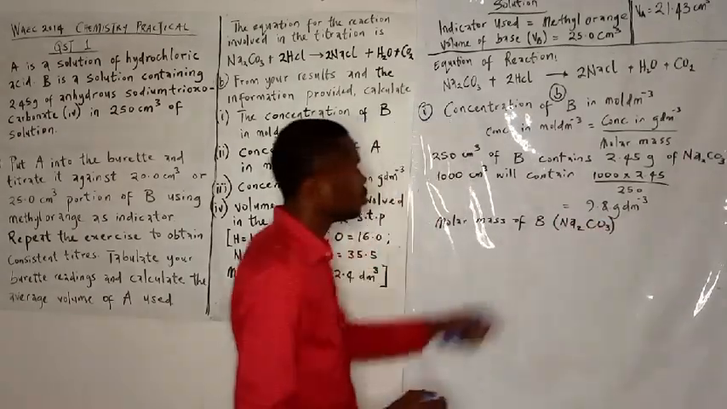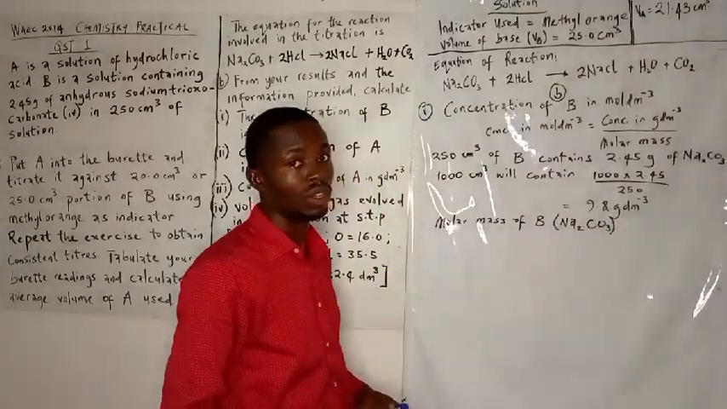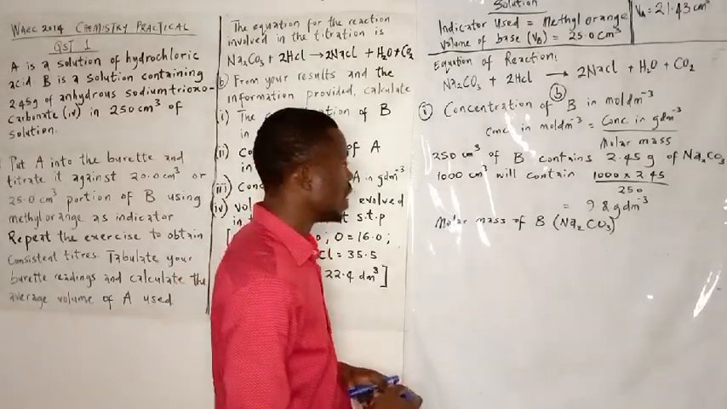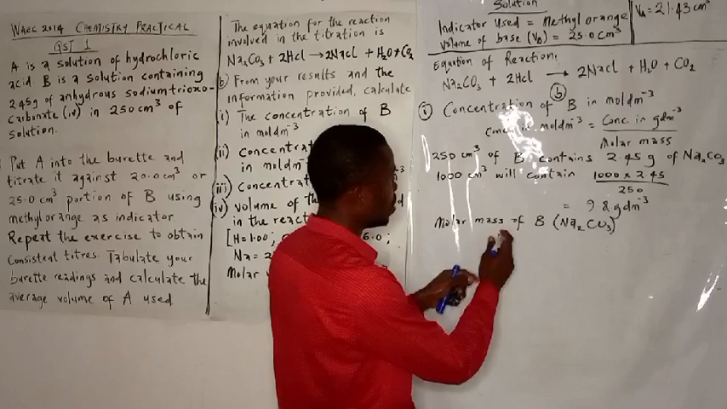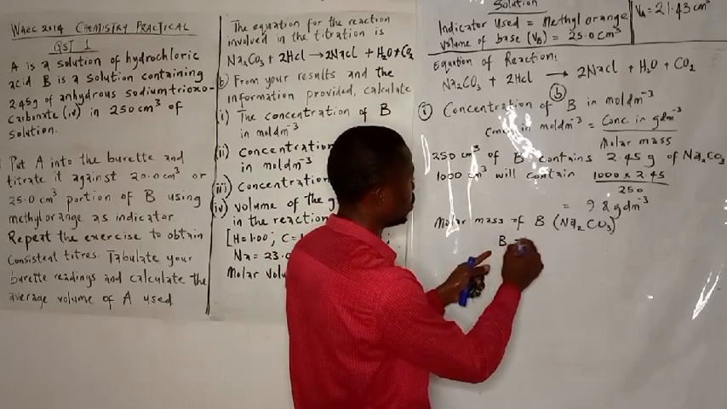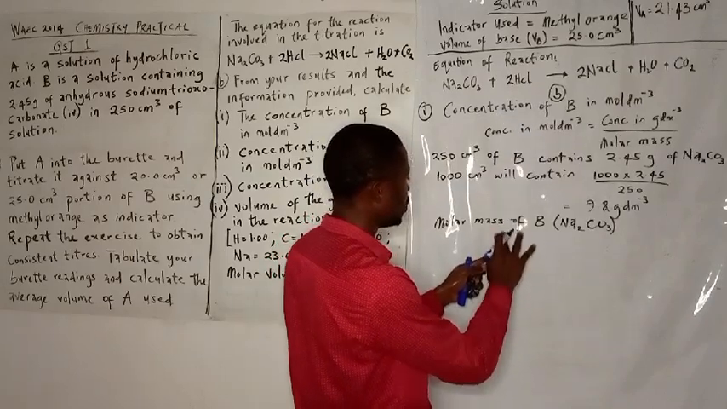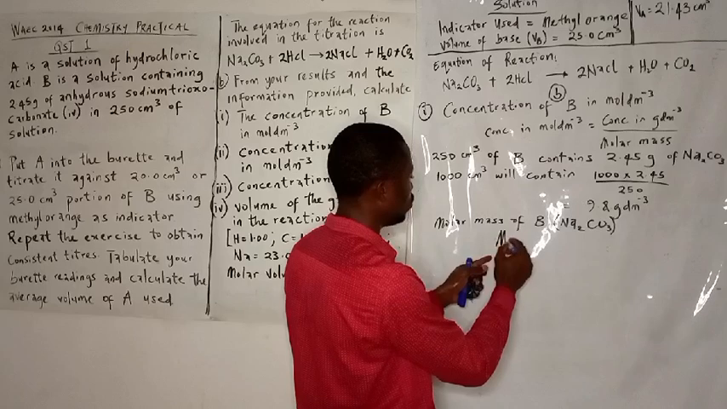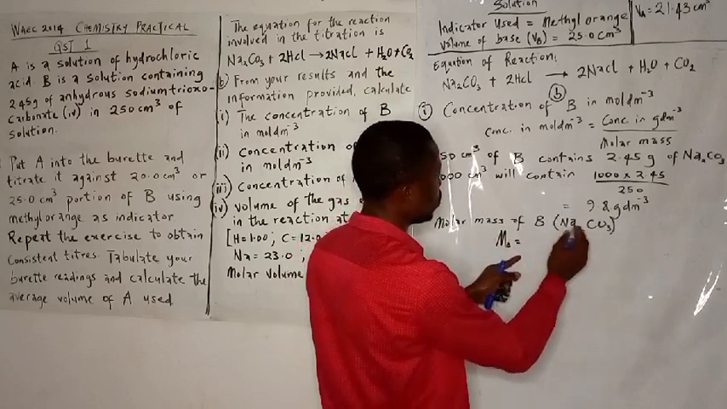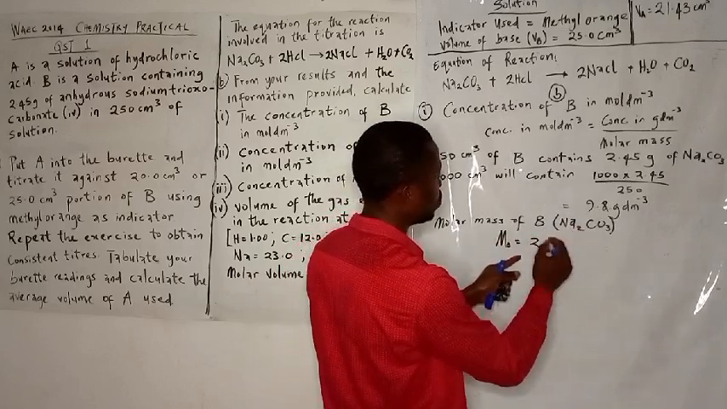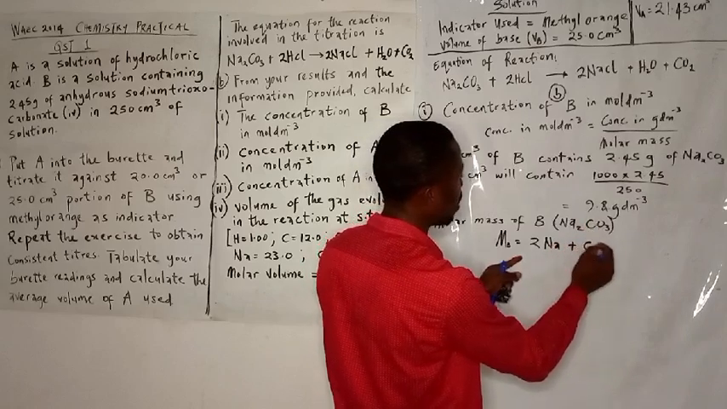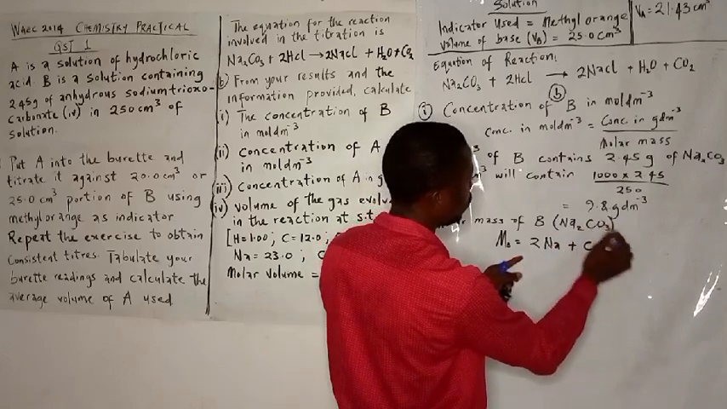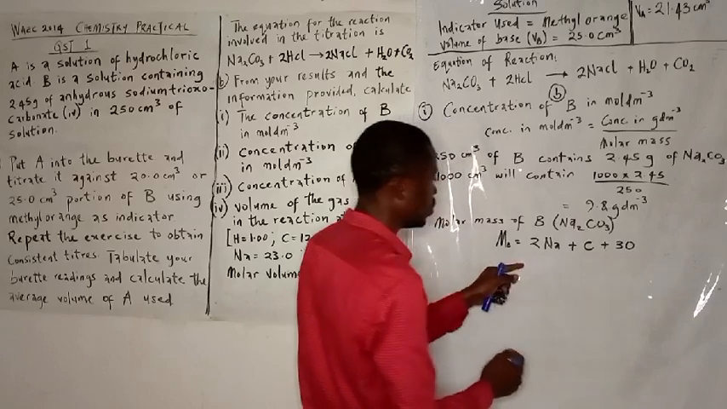Na2CO3. So we want to look for the molar mass of sodium trioxocarbonate(IV). That's our B. And how do we do it? This is how to go about it. The molar mass of B is equal to, you have two atoms of sodium plus 1 atom of carbon plus 3 atoms of oxygen.